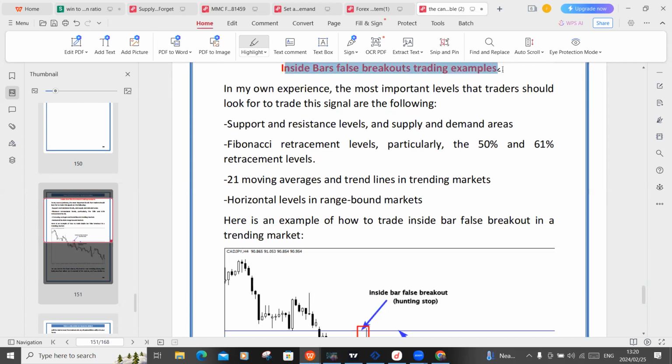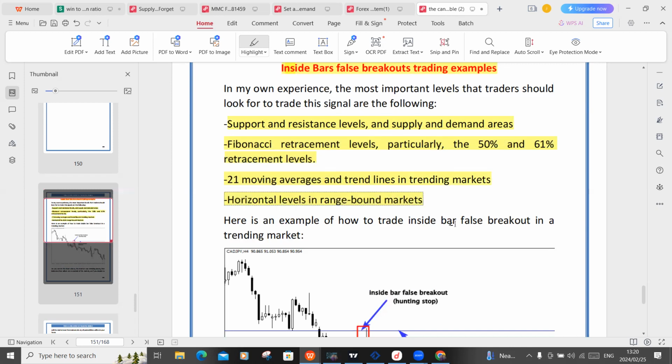Inside bar false breakouts. In my own experience, the most important levels that traders should look for to trade this signal are the following: support and resistance levels, supply and demand areas, Fibonacci retracement levels, particularly the 50 and the 61 retracement levels, the 21 moving average and the trend lines in trending markets, and horizontal levels in range-bound markets.